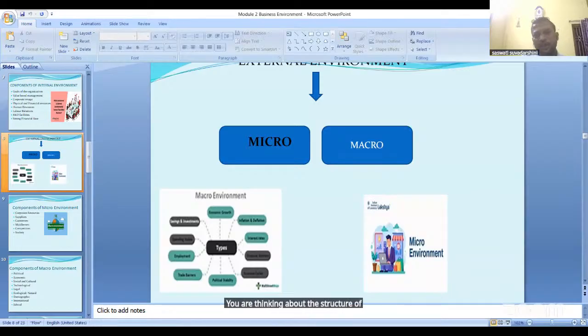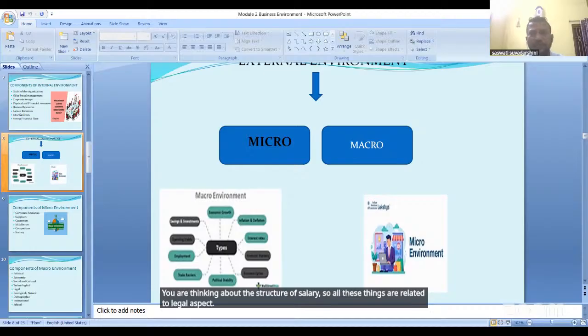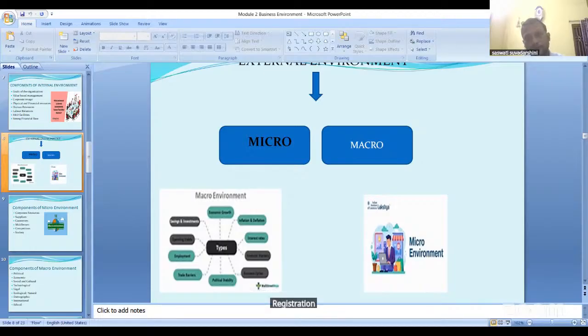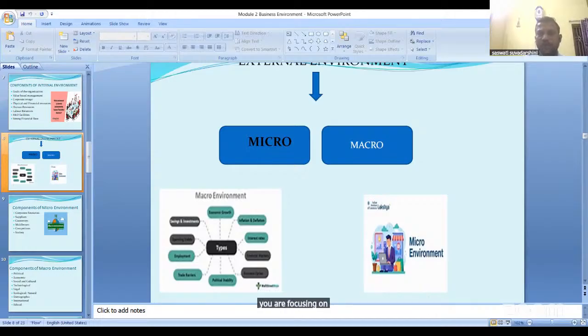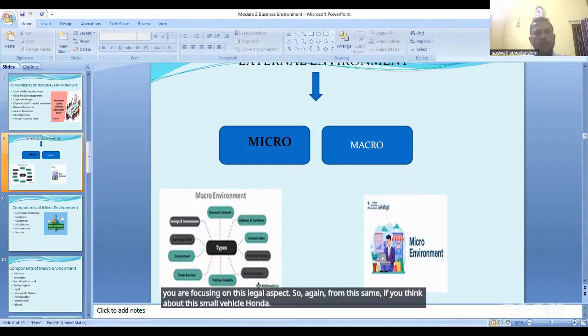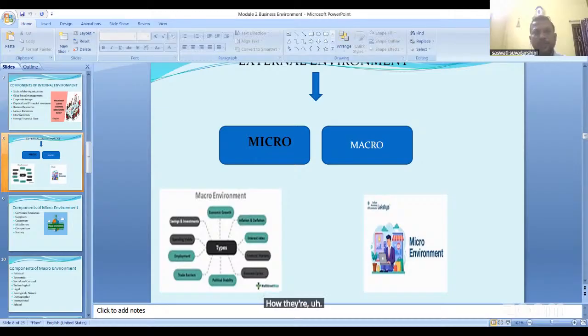So all these things are related to the legal aspect. Registration, your payment, tax, your GST, whatever things you are doing, you are running it effectively, you are focusing on this legal aspect. So again, from this same, if you think about this small vehicle Honda, how they are doing this different activity.